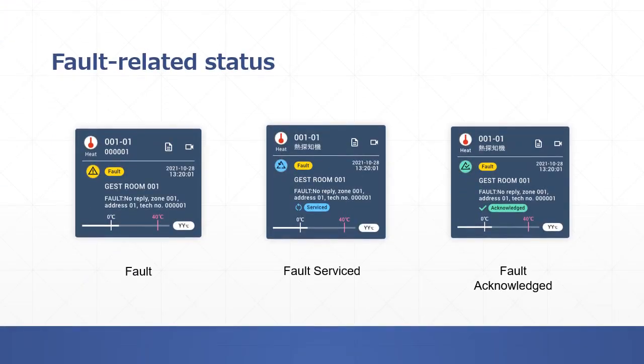There are three statuses related to faults. They are displayed as being in fault, recovered from fault, or confirming fault. Each status is displayed as an icon at the bottom right of the detector, so you can check the status of the detector at a glance.